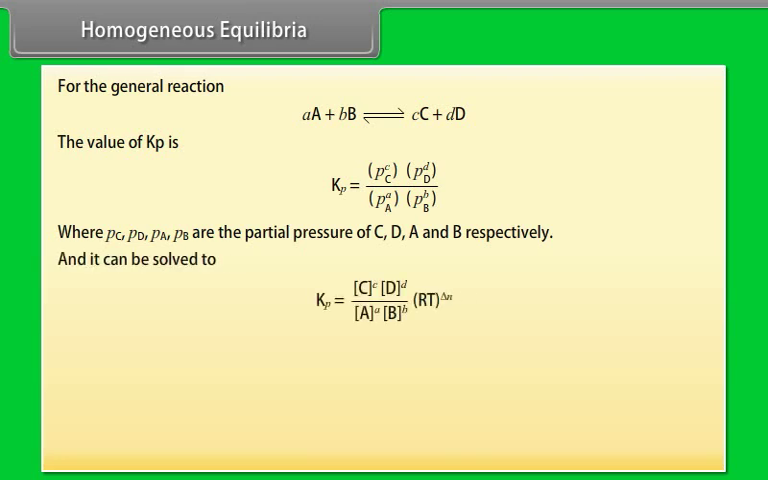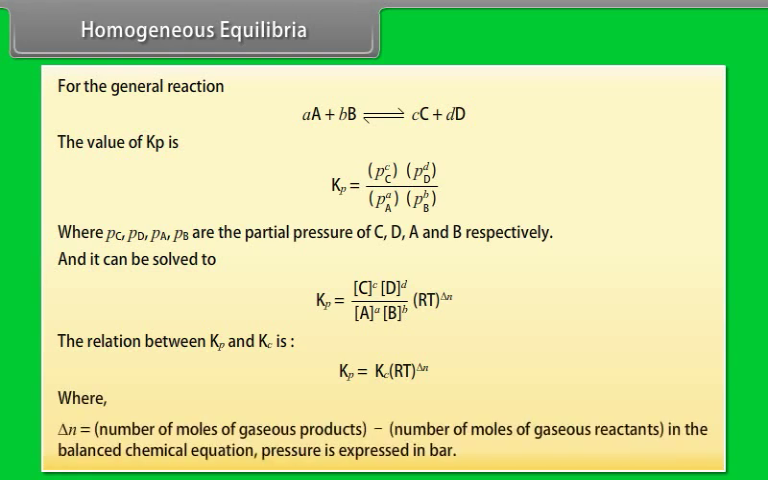to the relation between Kp and Kc: Kp is equal to Kc into RT raised to the power delta N, where delta N is equal to number of moles of gaseous products minus number of moles of gaseous reactants in the balanced chemical equation. Pressure is expressed in bar.